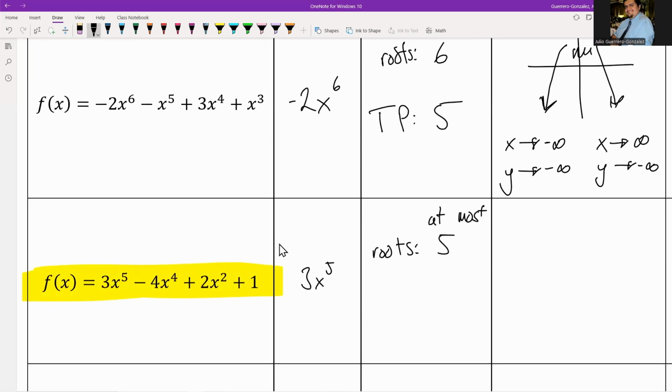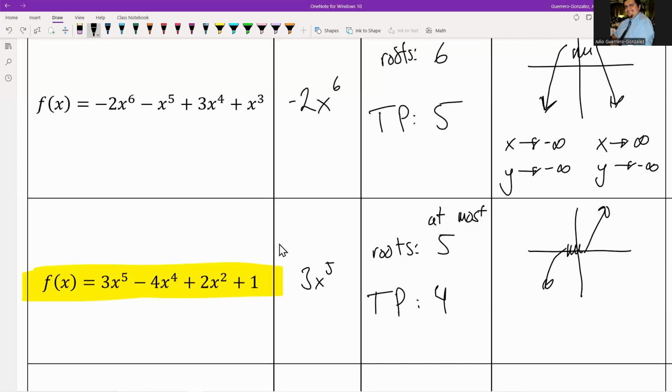Roots, 5. Turning points, 4. Okay. 3x to the 5th, the entire graph of that, it's an odd function, so it's going to look like this. It's going to have something that goes up like this, a bunch of maybe squiggles right here, and then shoots back upward. It has that S shape. It has this whoosh for an odd graph, right?